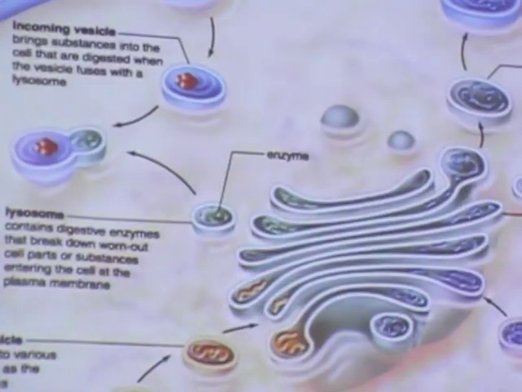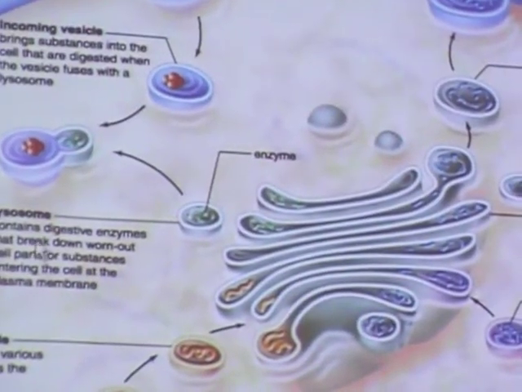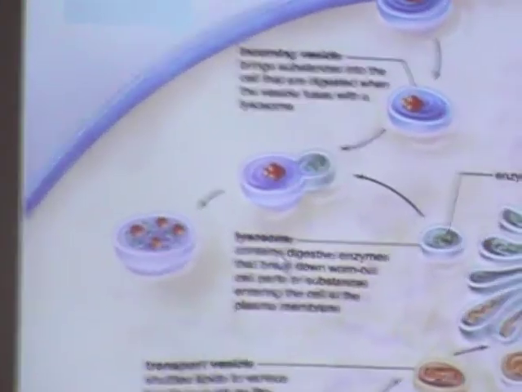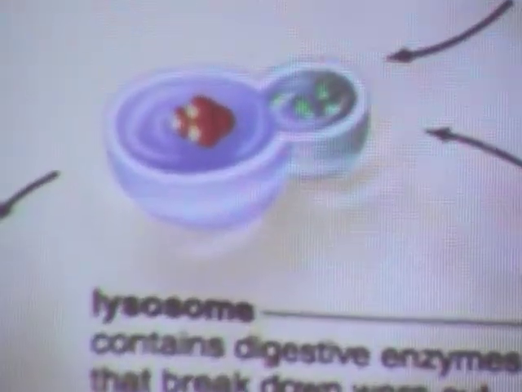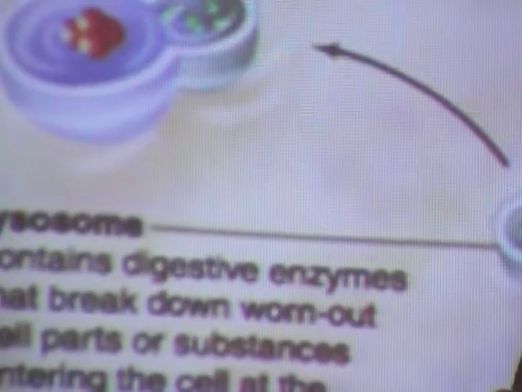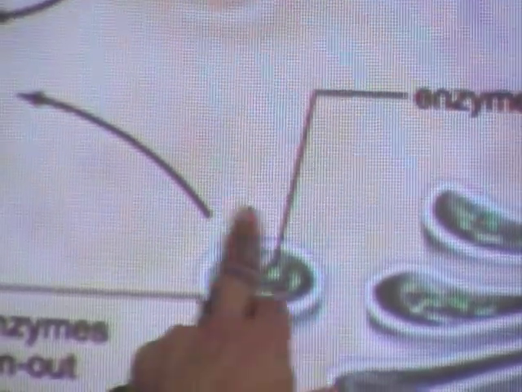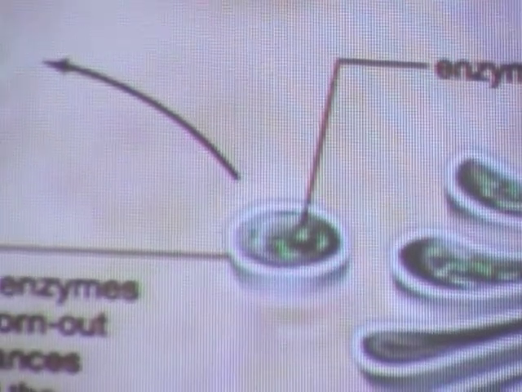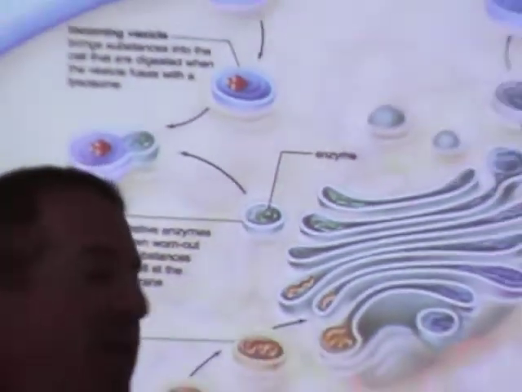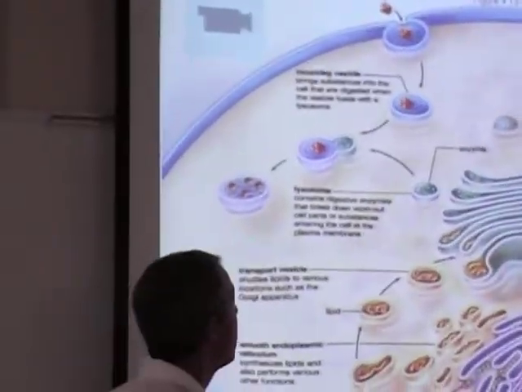Now, there is a special type of vesicle that I want you to know. It's called a lysosome. It's a vesicle that contains destructive enzymes. I like to call it the floating ball of death. It destroys and kills anything it touches. Breaks it apart.